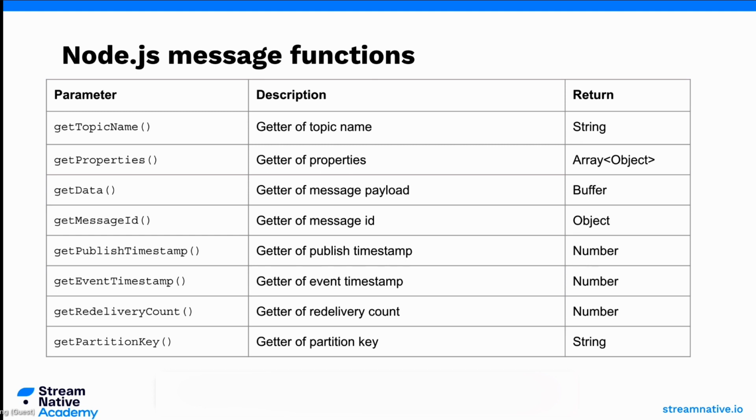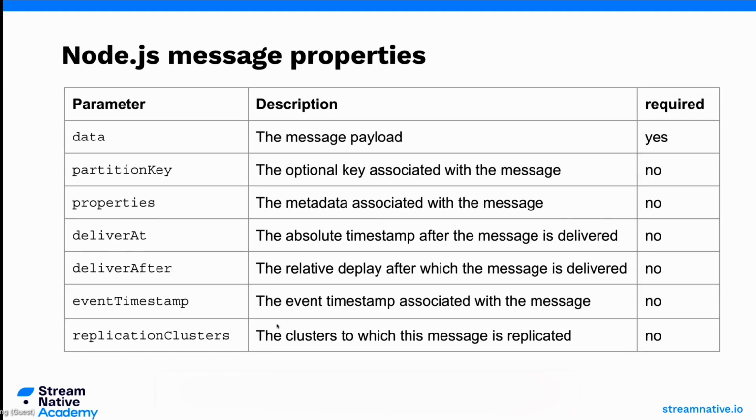Or send it back to that later, or discard the message, right? And you can also get the partition key from the message. Okay, so this is a message. So what are the properties? When you want to create and produce a message, you can specify the payload using data, the partition key if you have partitioned topics, and also metadata of the message.